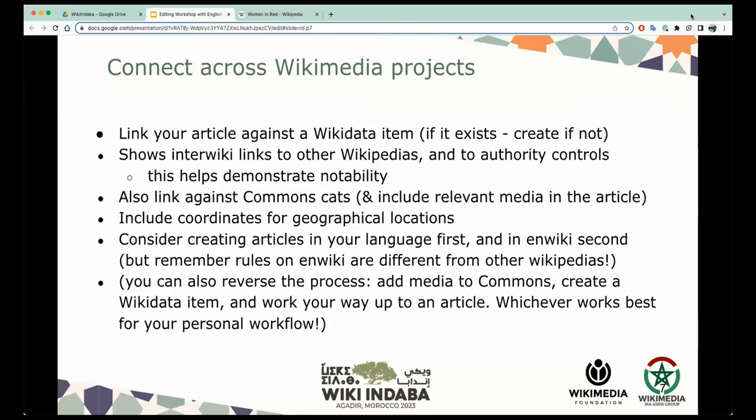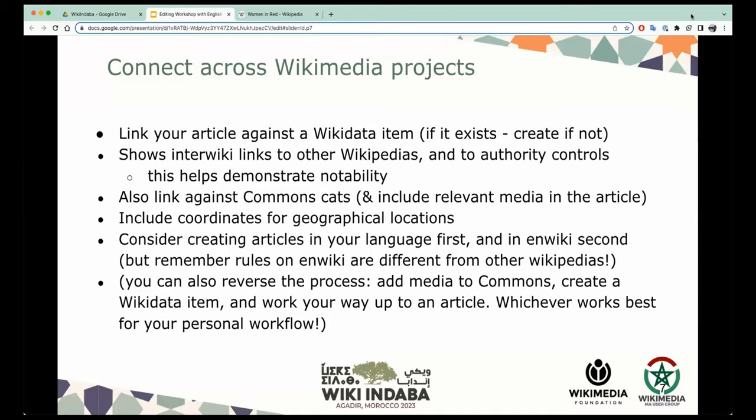And the other thing is your languages, because you all have the advantage of speaking multiple languages, which is more than most of the English Wikipedians do. You can create articles in those languages as well, or work on articles in those languages, and link them to English Wikipedia. That shows that this is a real concept, a real important thing for Africa, because it has multiple Wikipedia articles in a number of languages. So again, it really emphasizes its importance.